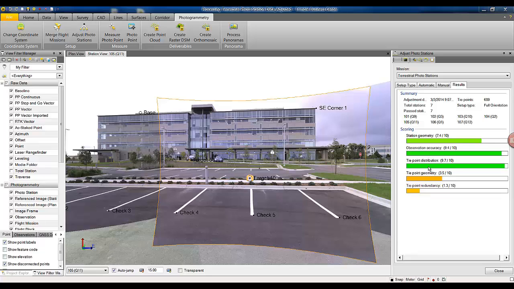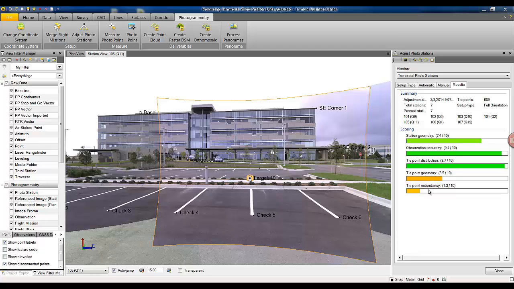Type point distribution refers to how evenly the type points are distributed in the panorama. Type points that are concentrated in one area will decrease the score, while the type points distributed across the panorama evenly will improve the score. The type point geometry refers to the angular intersection at the type point position. Type points that are far away have small intersection angles and decrease the score, while type points that are close have large intersection angles and improve the score.